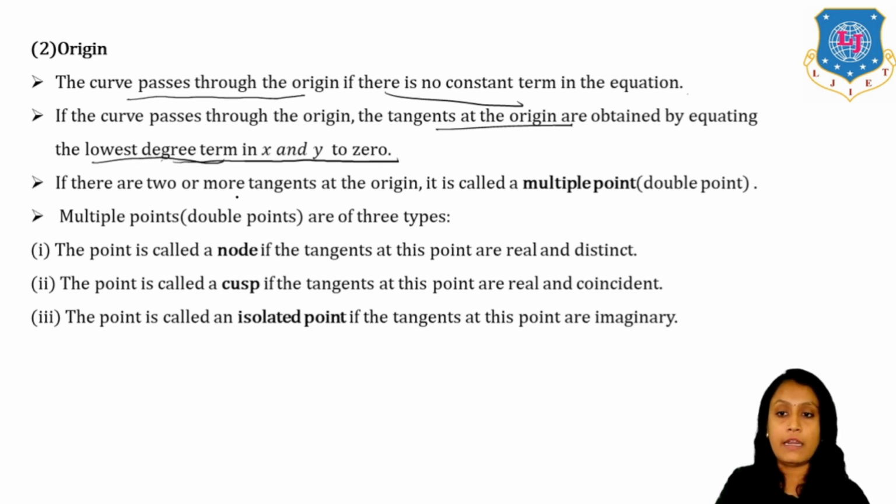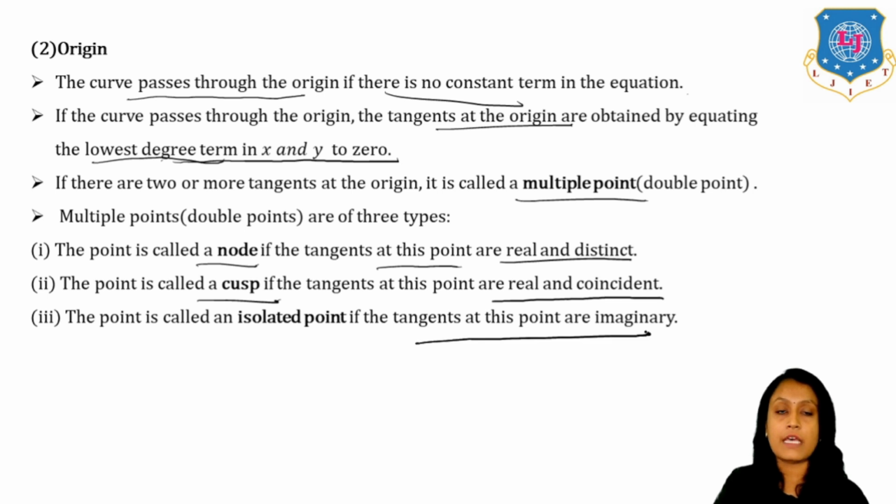Now if there are two or more tangents at the origin, then it is called a multiple point. Now there are three types of multiple points: node, cusp, and isolated point. The point is called a node if the tangents at that point are real and distinct. If the tangents are real and coincident, then we can say that it is a cusp. And if the tangents at that point are imaginary, then the point is called an isolated point. So we have to remember this trick.